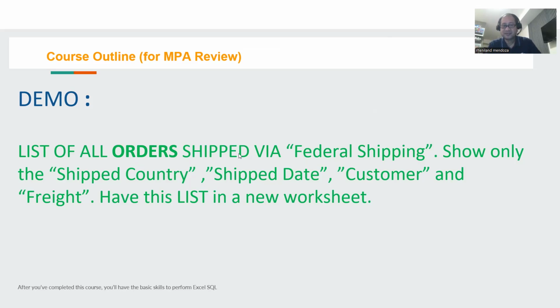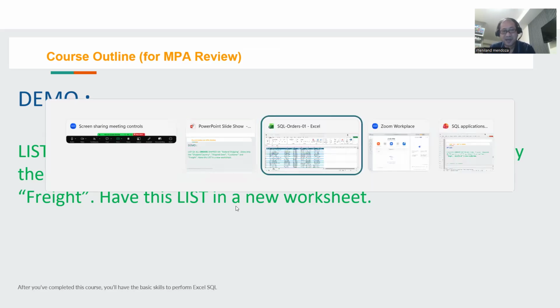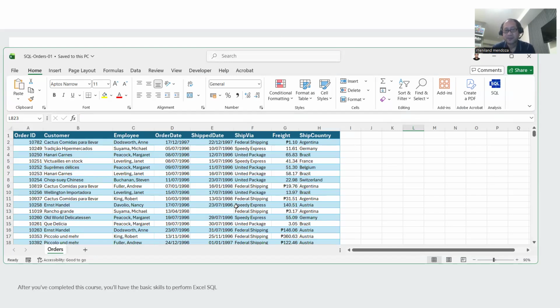In this case, the ship method should be federal shipping, and you have to show only certain columns or fields. For example, in this case, shipped country, ship date, customer, and freight. And then this list has to be generated in a separate worksheet in the same file. So it's very simple. And this is our mock table for this exercise.